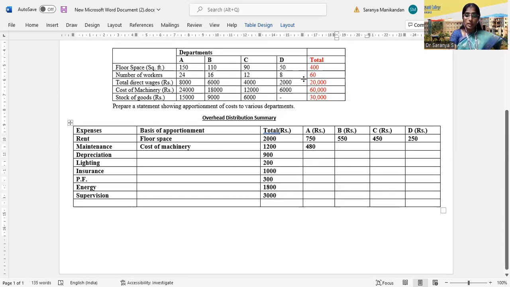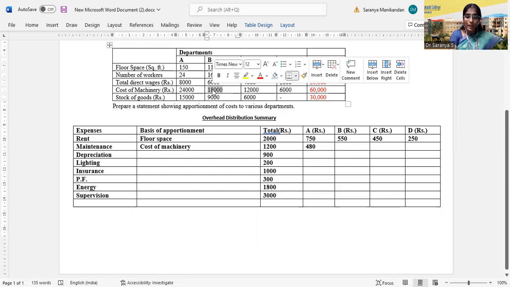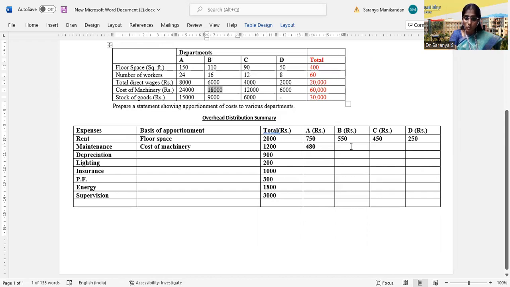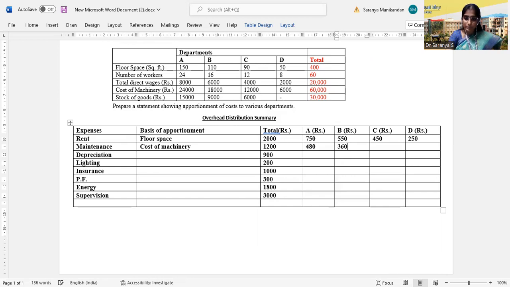Then we have 60,000 as the total, correct? And for B department, how much is the value given? 18,000. So 1200 into 18,000 by 60,000, you will get 360. For the next one, C department is 12,000. So 1200 into 12,000 by 60,000, you will get 240. And for D department, 1200 into 6,000 by 60,000, you will get 120.